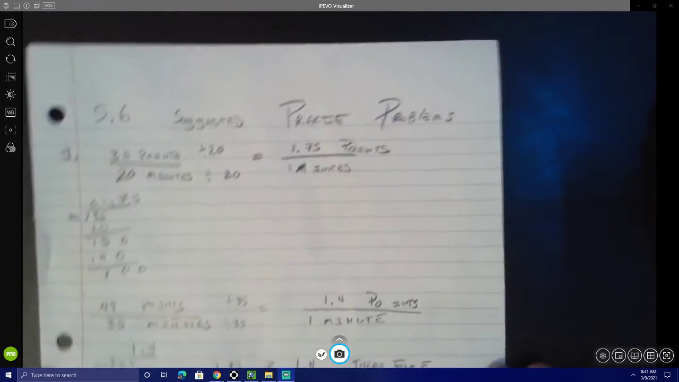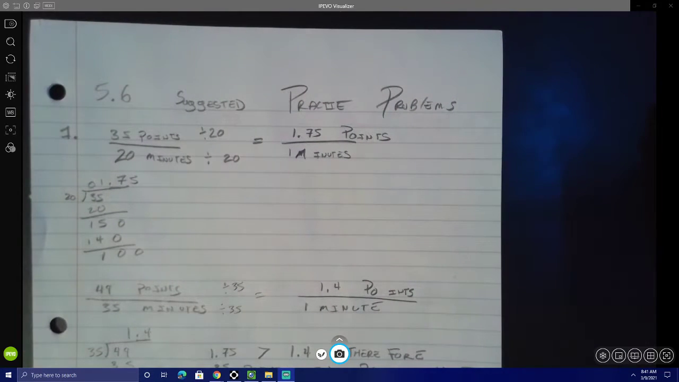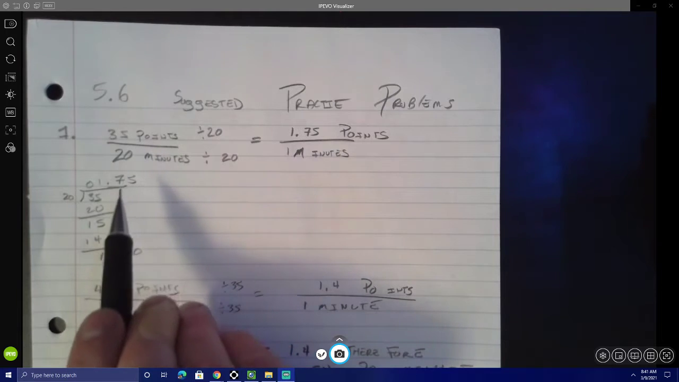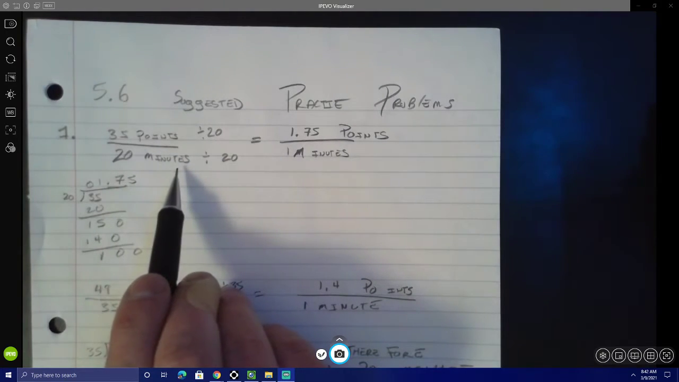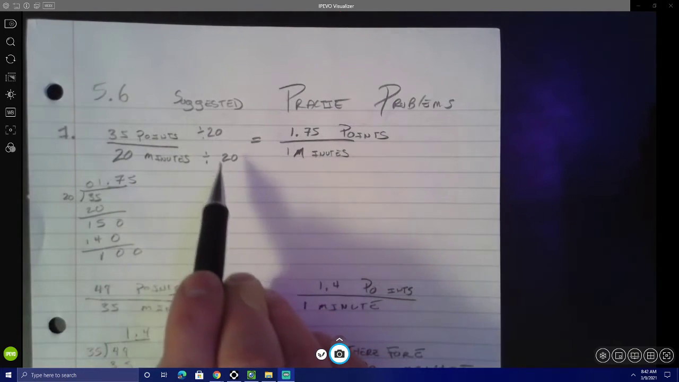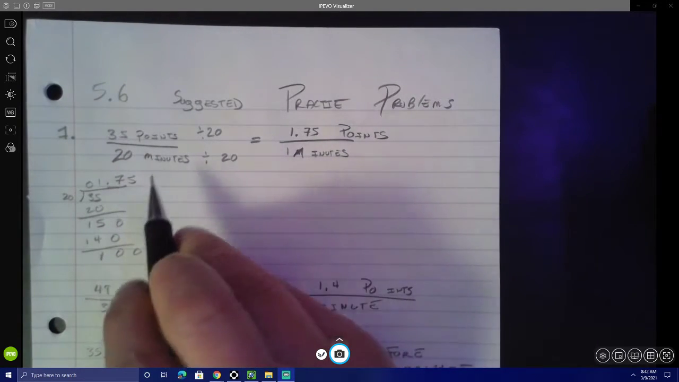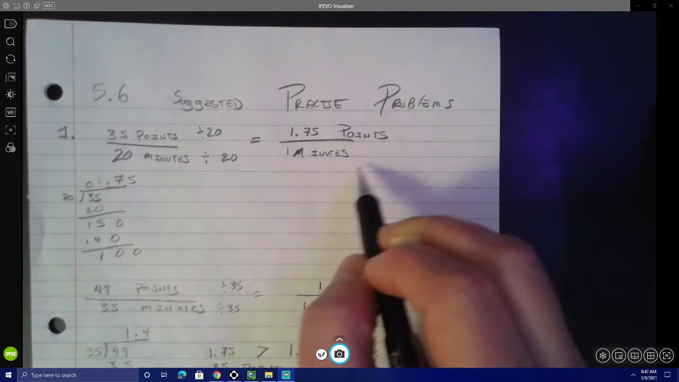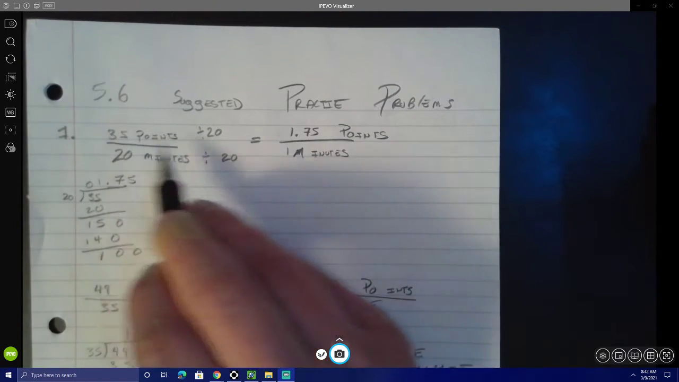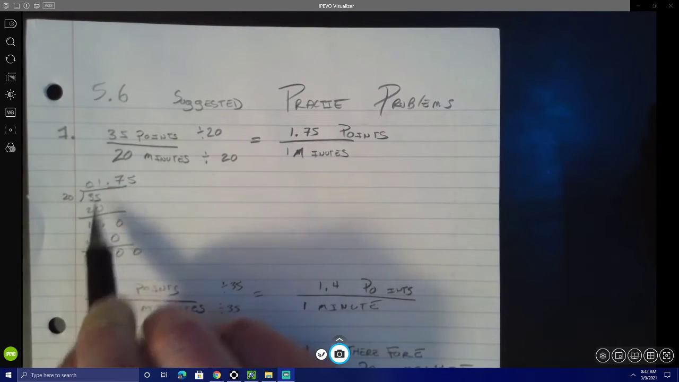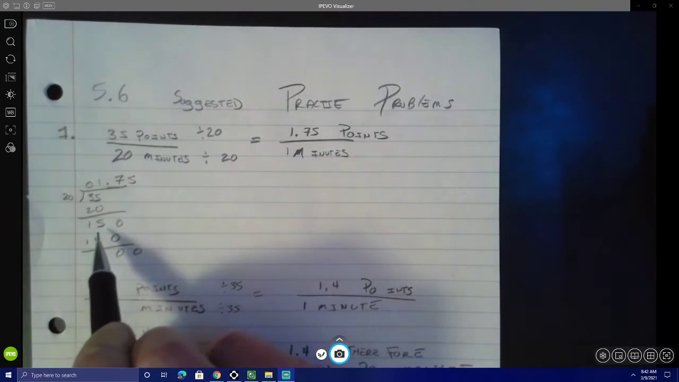For the suggested practice problems, the first one we had was finding the unit rate of points per minute for two different people. The first one we had 35 points every 20 minutes. To get the unit rate there, we need to divide both the top and the bottom by 20. So when I do that, I know that the bottom becomes 1 minute, and I'm left with dividing 35 by 20. I know 20 can go into 35 one time, and I would get a remainder of 15.